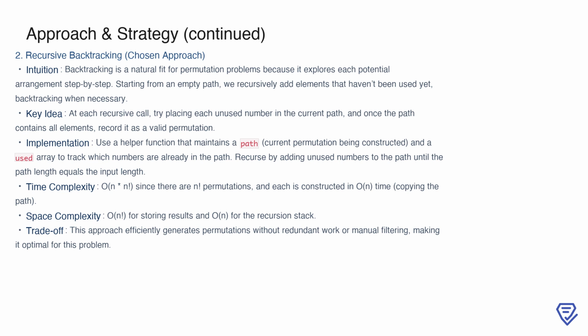this type of problem. The intuition behind backtracking is that it allows us to explore each potential arrangement of the list step by step. Starting with an empty path, we recursively add elements that haven't been used yet, backtracking whenever necessary. The key idea here is to try placing each unused number into the current path and, once the path contains all the elements, record it as a valid permutation. This is implemented through a helper function that keeps track of the current path and uses an auxiliary array to monitor which numbers have already been included.